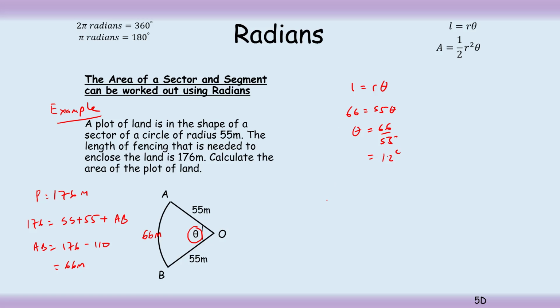So that's the angle of the arc, 1.2 radians. Now, I can use that to find the area of the sector. A is equal to a half r squared theta. I know the radius, 55, and I know the angle, 1.2. So that's going to be equal to a half times the radius squared, 55 squared, times the angle, 1.2. Work it out on your calculator and you should get 1815 square meters.